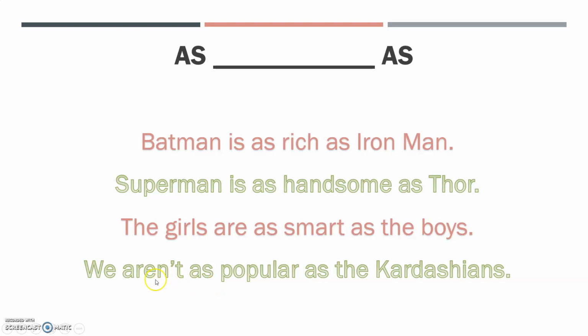Okay, so here I put a negative, which is okay, there's no problem. If I have to translate this one here, the girls are as smart as the boys. As garotas são tão espertas e inteligentes quanto os garotos, os meninos, right? We aren't, nós não somos tão populares quanto os Kardashians, okay?